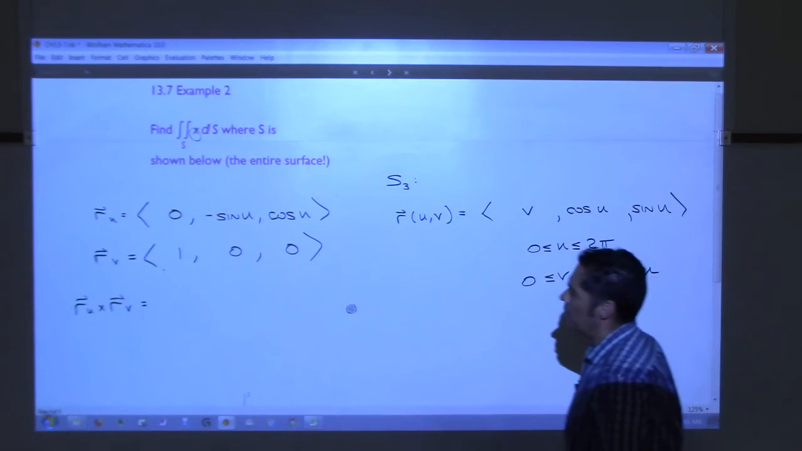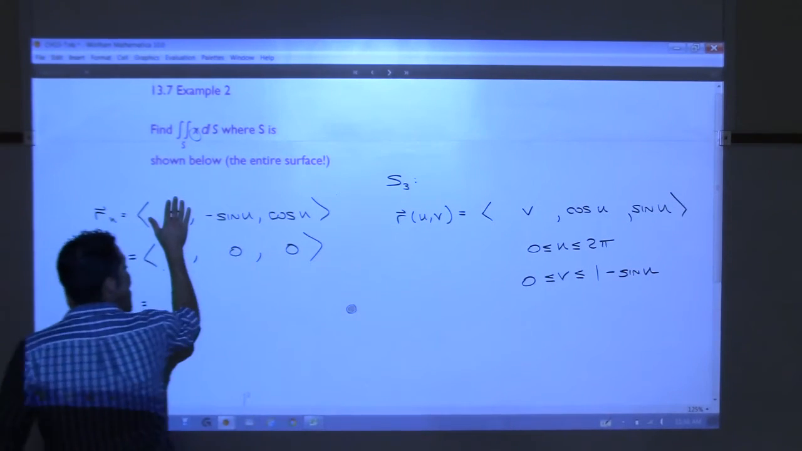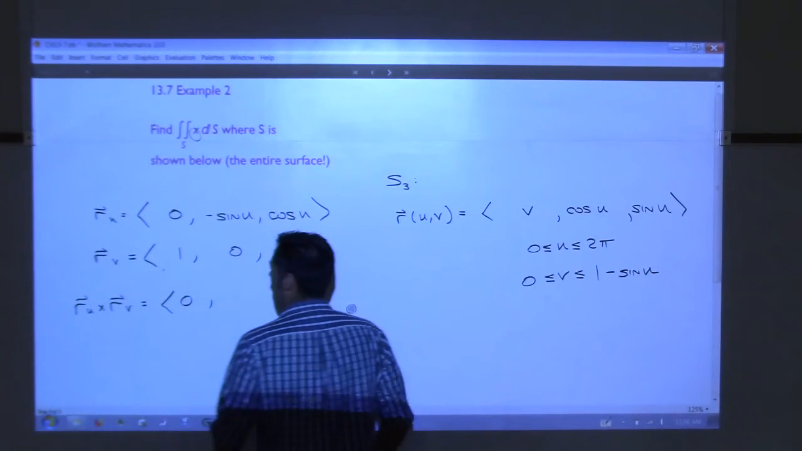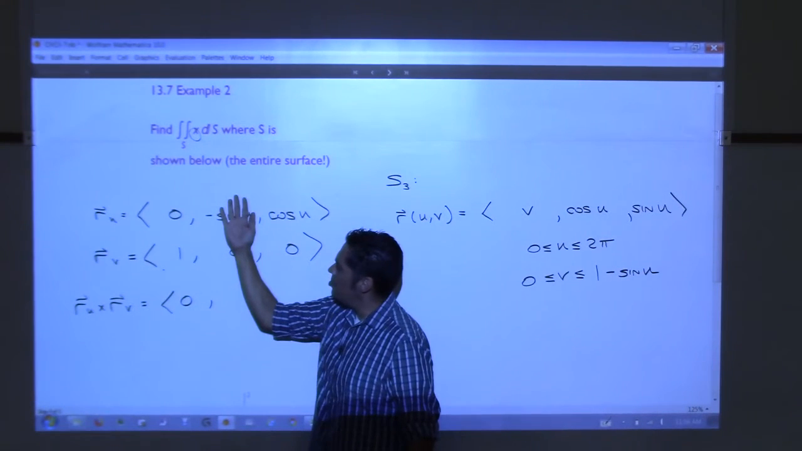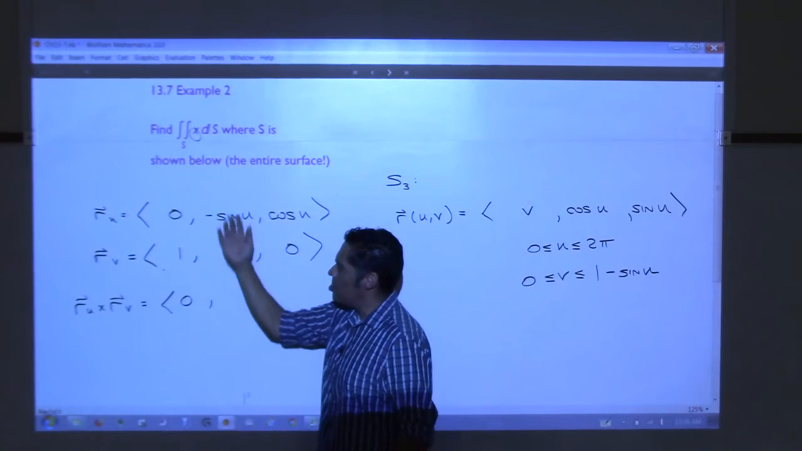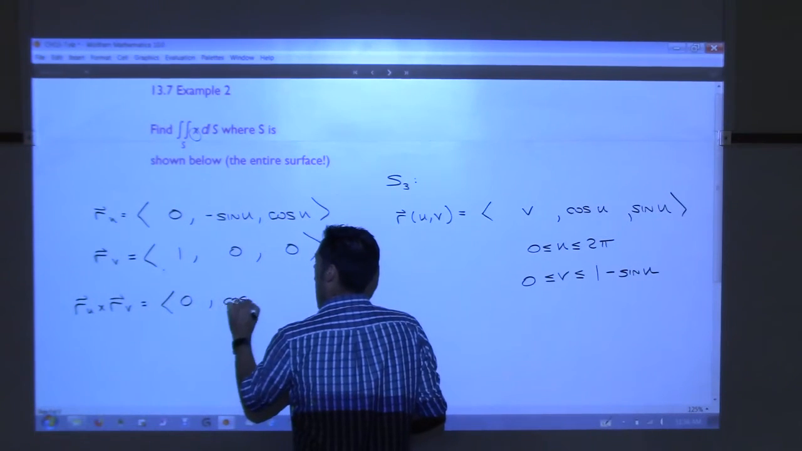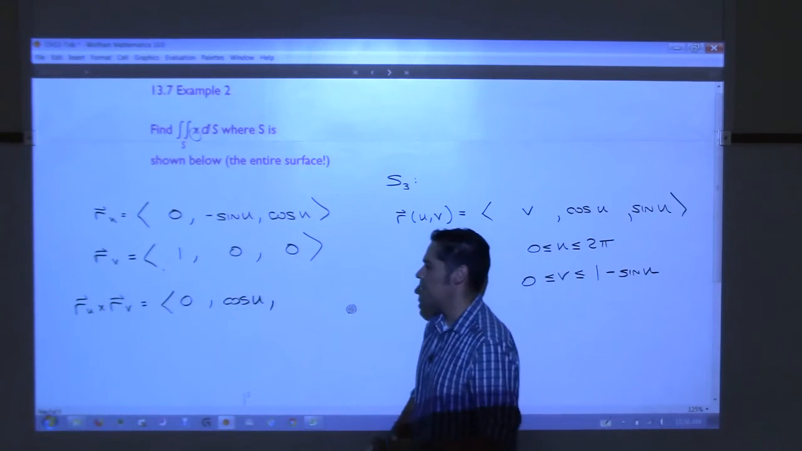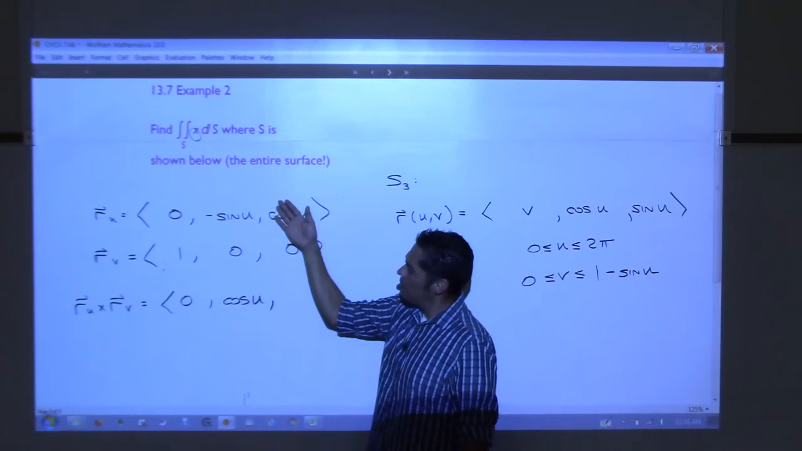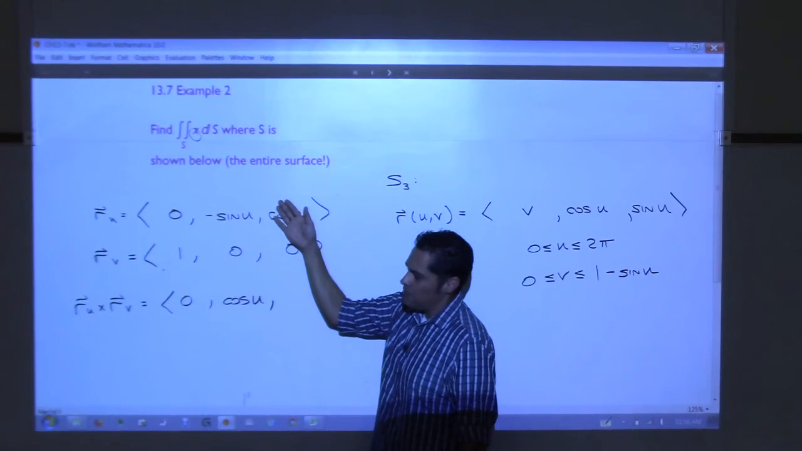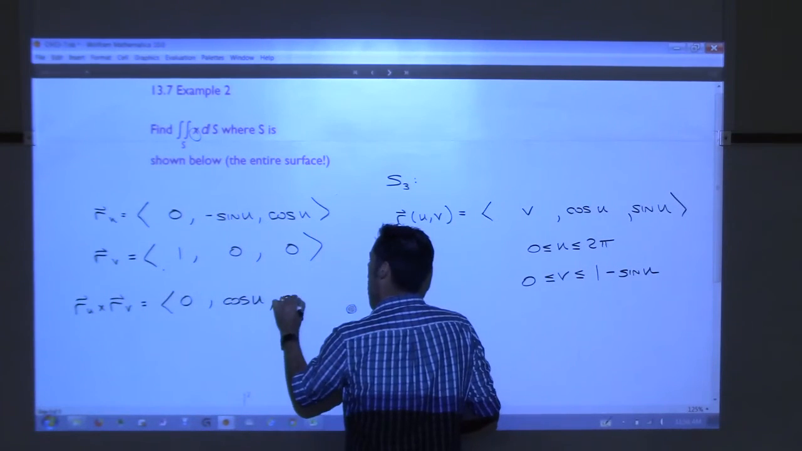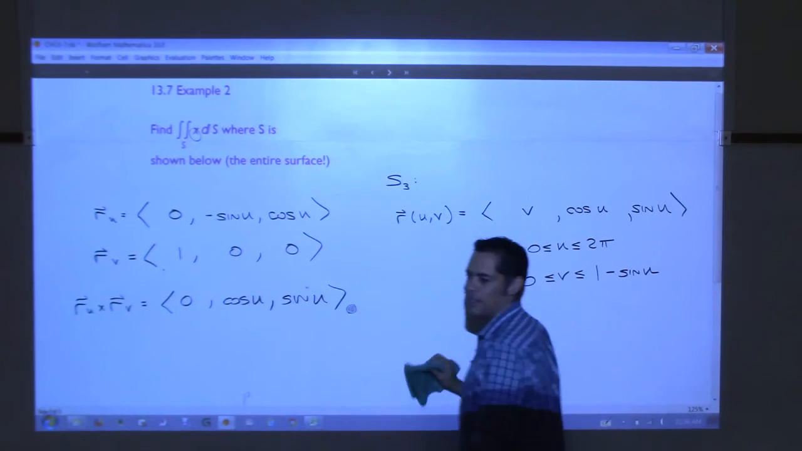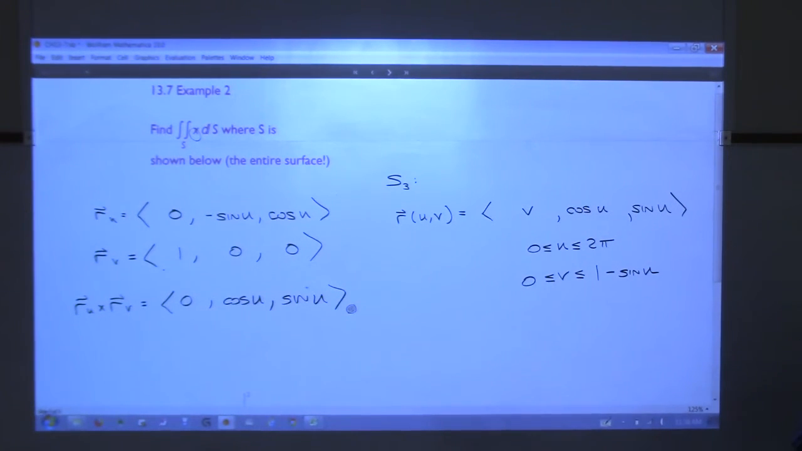All right, cross product. I want the I component, so I cover these up. 0, nice. Cross product's a vector. Cover this up for the J component. Cosine u, and it'll be positive. It's not going to matter because when I take the magnitude, I'm going to square it anyway, so even if I screwed that sign up, I'd be safe. Here, positive sine u. When I square those and add them together, I'm going to get a Pythagorean identity. It's going to be 1. It's going to be nice.